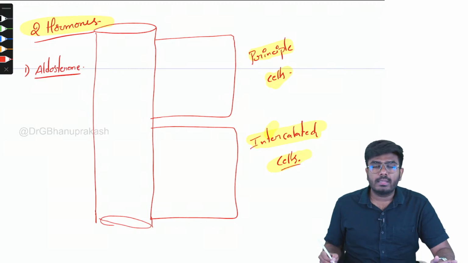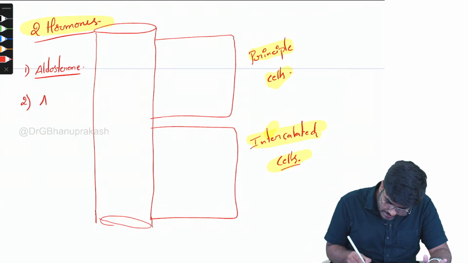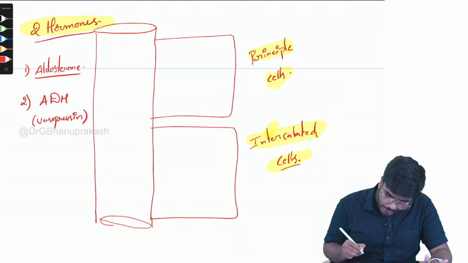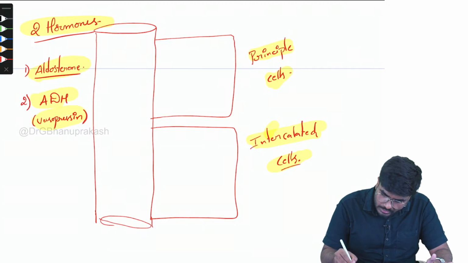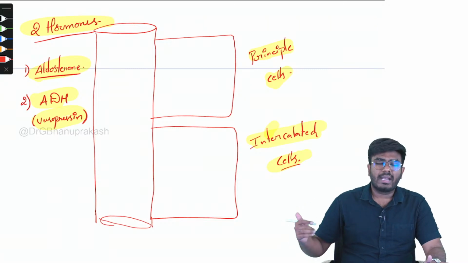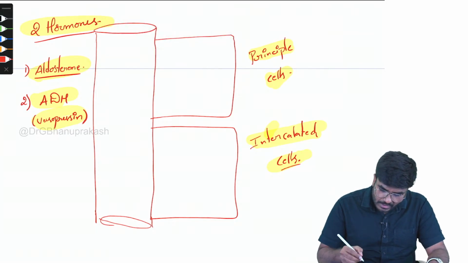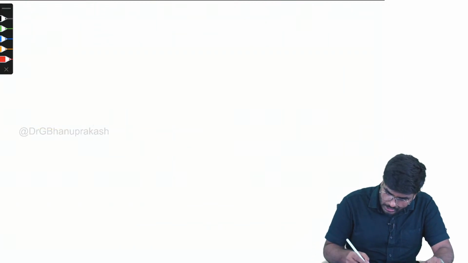Aldosterone will come and act on the collecting ducts. The second important hormone is antidiuretic hormone, also called vasopressin. Antidiuretic hormone, or vasopressin, will also act on these collecting ducts. First of all, let me start with aldosterone.